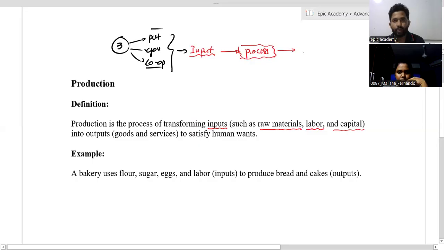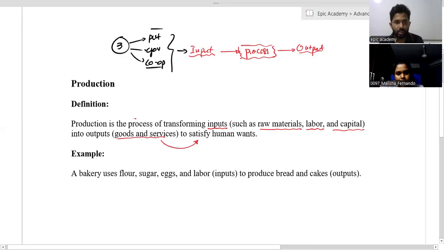After that, you can get output. Output is always goods and services. There may be tangible things or intangible things. The first one is tangible; we call it goods. Intangible are services. There are no physical things to identify, but you can satisfy the basic needs and wants by consuming that kind of service. Why do we need goods and services? To satisfy human wants. So now you can identify that production is a process.